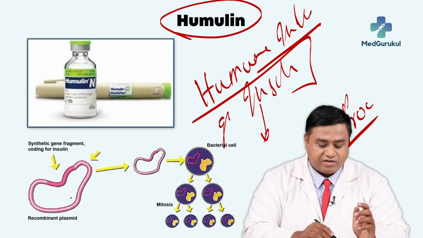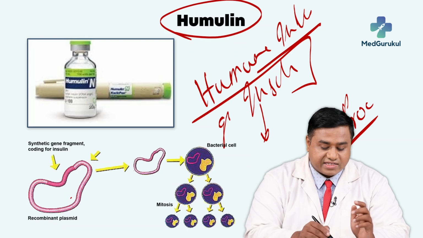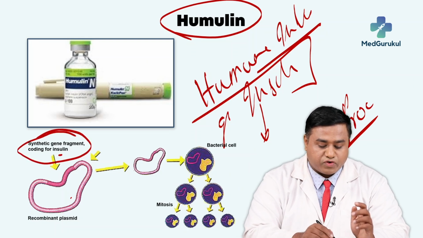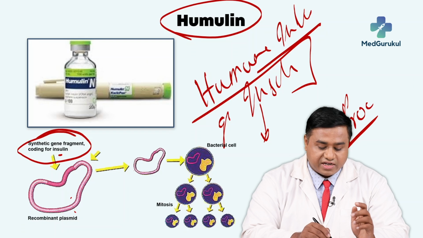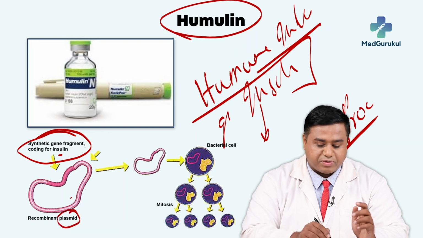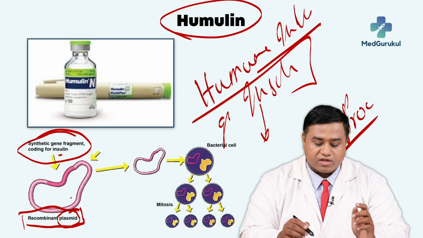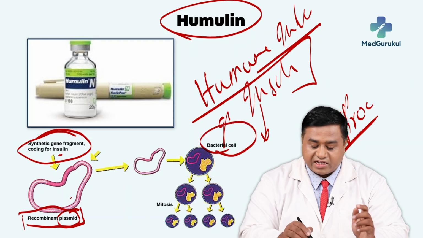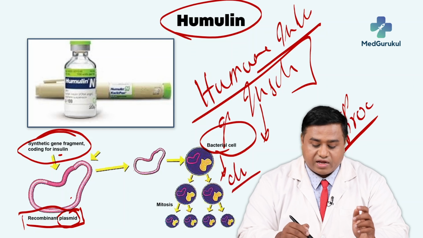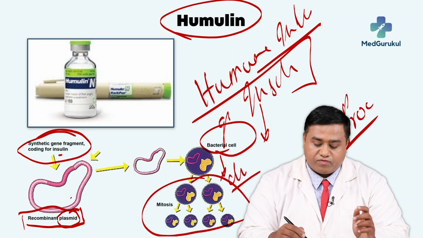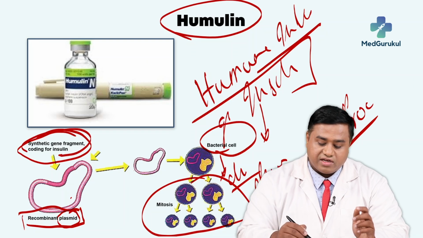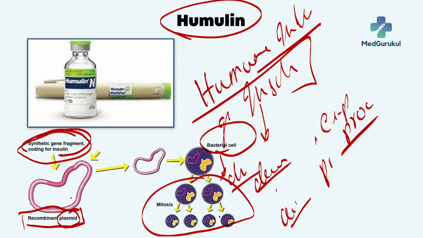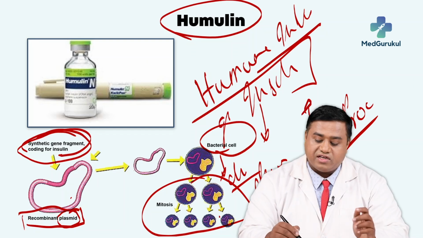Briefly, it was described here. So, we take a synthetic gene fragment which codes for insulin and insert it into a plasmid. Now, this plasmid becomes a recombinant plasmid, and the plasmid is injected into the bacterial cell, and the bacterial cell is made to divide, and they produce a variety of daughter cells having the human insulin gene in their plasmid. Once the plasmid is expressed, insulin is also expressed.